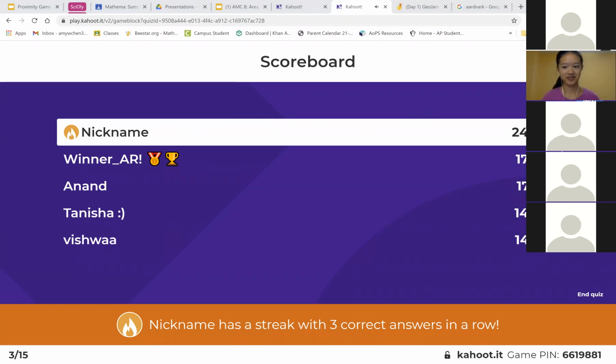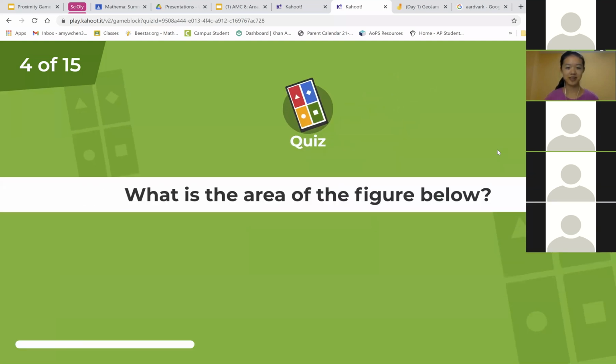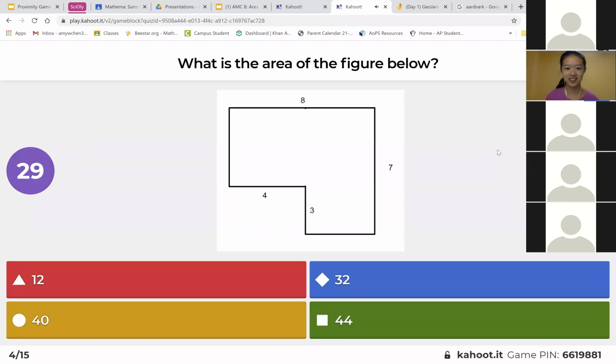Okay. Nickname is in first place. All right, what's the area of the figure below? I hope I didn't make a mistake with this.